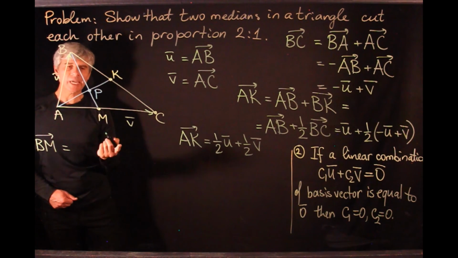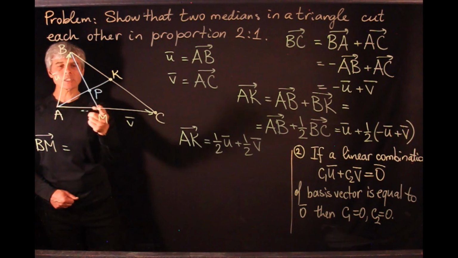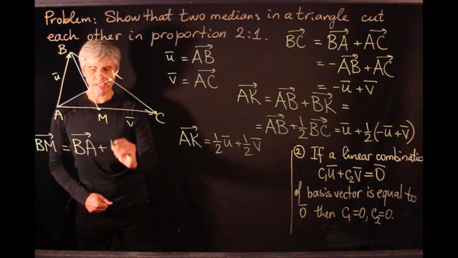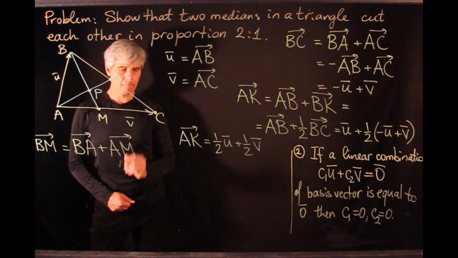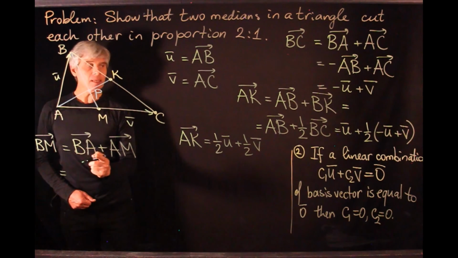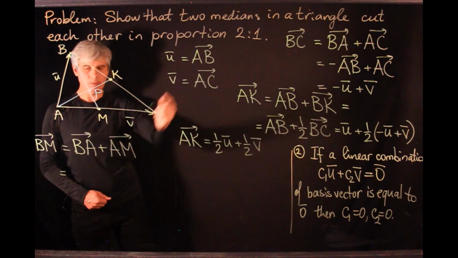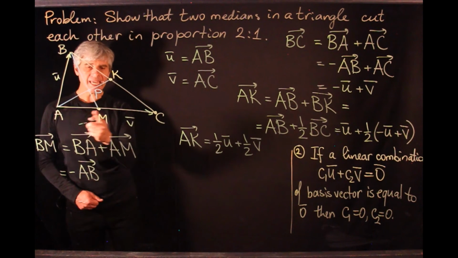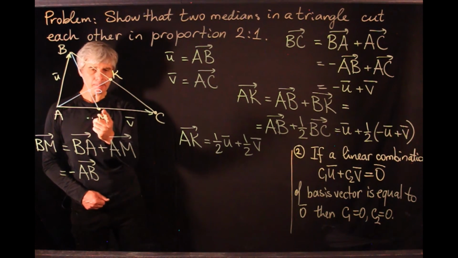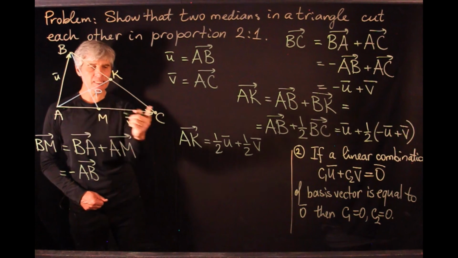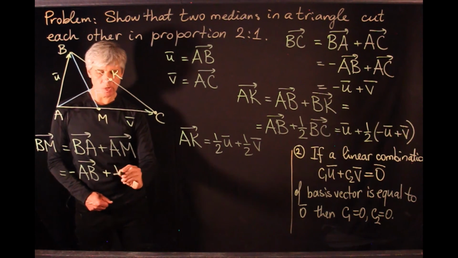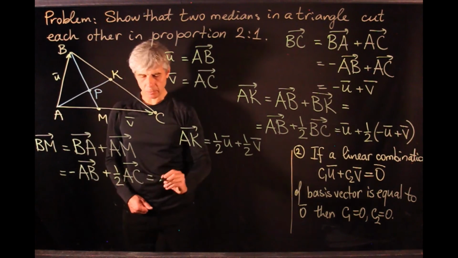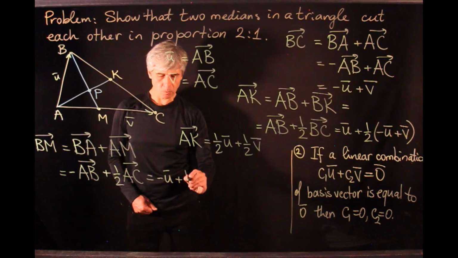So let's do the same calculation for the vector BM. Again, we use head to tail, and the convenient point to pass through is the point A. So BM is BA plus AM. Now, BA, we need to relate this to U and V. BA is negative AB. And what's AM? M is the midpoint of AC. So AM is just 1/2 of AC. And then the result will be negative U plus 1/2 V.